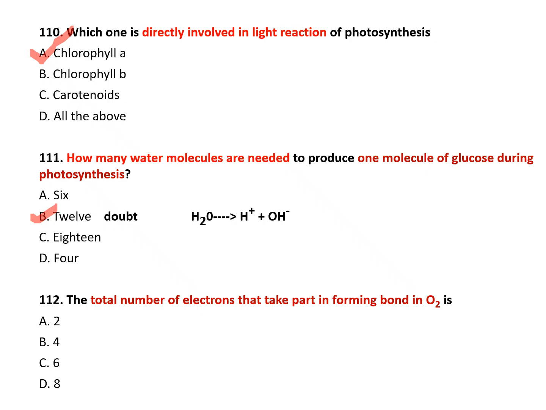The next question, number 112. The total number of electrons that take part in forming bond in oxygen is: option A, 2; option B, 4; option C, 6; option D, 8. Correct answer is option B, 4.